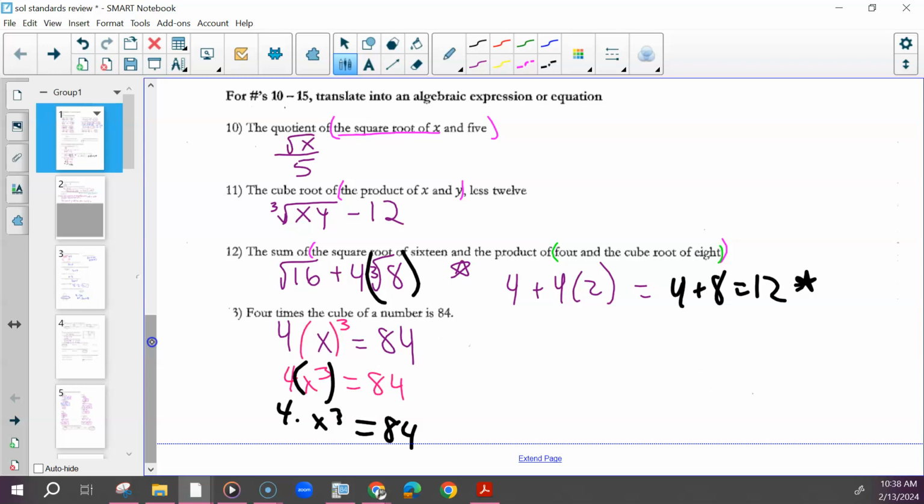4 times the cube of a number is 84. That is your equals. Is there going to be parentheses? Yeah, so any of these.